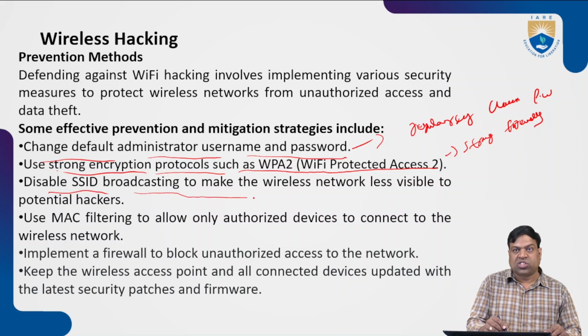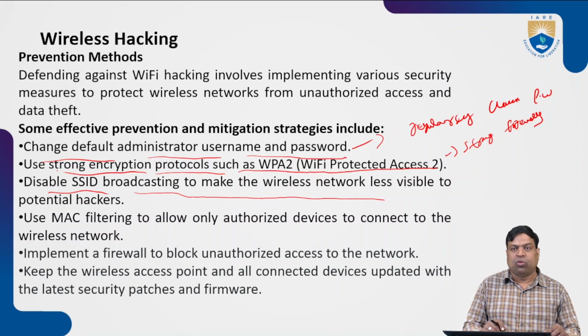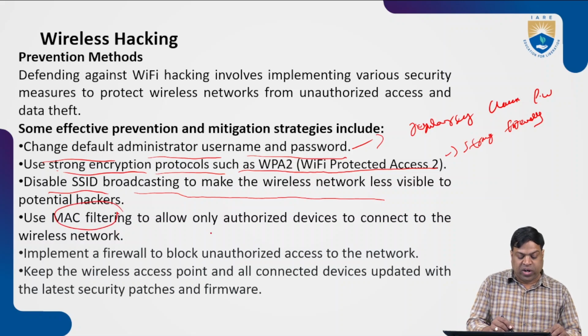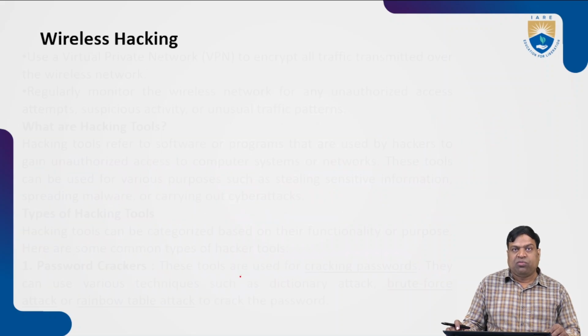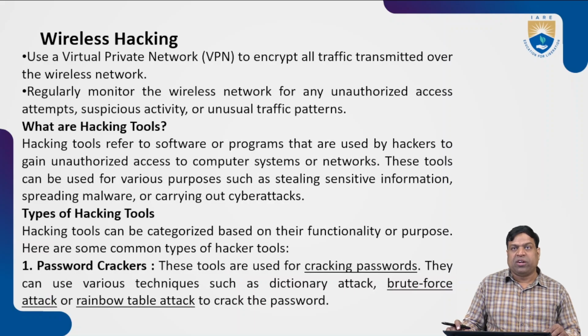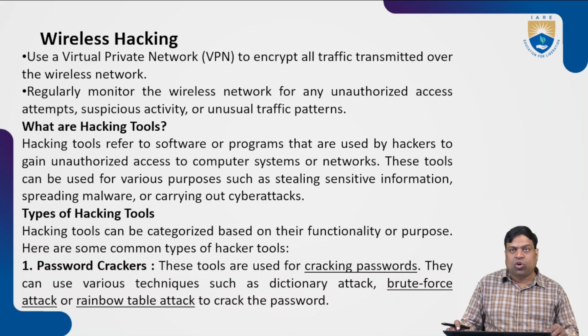Disable SSID broadcasting to make the wireless network less visible to potential hackers. If it is not visible, they don't know which network is broadcasting. Use MAC filtering to allow only authorized devices to connect to the wireless network. Implement a firewall to block unauthorized access to the network. Keep the wireless access point and all connected devices updated with the latest security patches and firmware. Use a virtual private network, VPN, to encrypt all traffic transmitted over the wireless network, to avoid hacking.